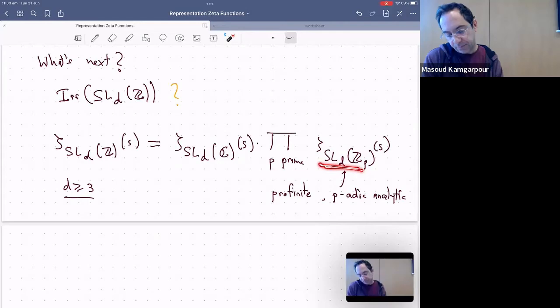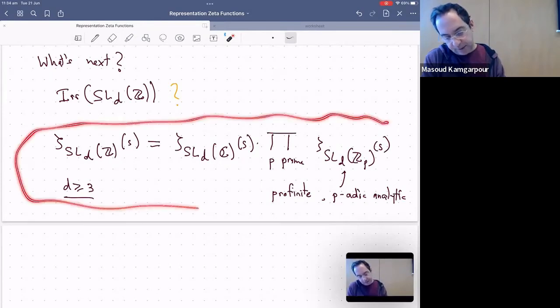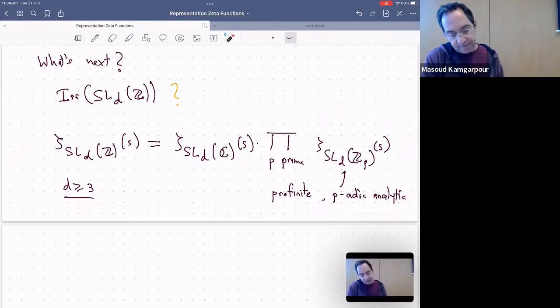So we have no choice but understanding what profinite and p-adic analytic mean, and we need to understand how we classify representations of this group. So maybe not classify, how do we think about them? How do we find some of them? How do we enumerate them? So this formula here encapsulates everything that we are going to do. Okay, I need to explain all the ingredients of this formula.